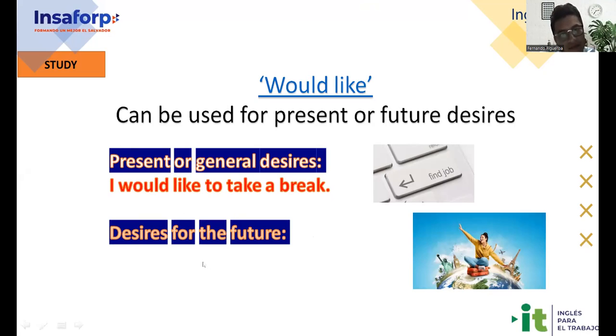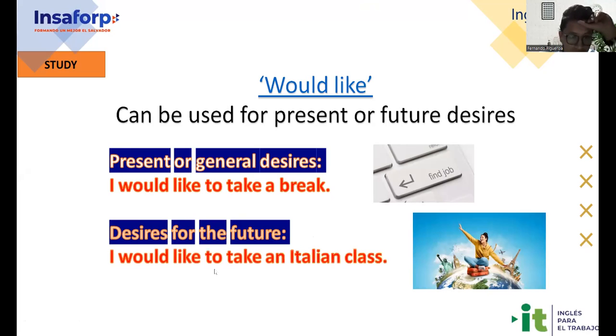¿Qué desearías hacer en el futuro? I would like to study in another country. I would like to travel. I would like to, let's say, study in Oxford. Or I would like to, probably, get another job or to find a job. Entonces, lo utilizamos para hablar de deseos, ya sea en el presente o en el futuro.